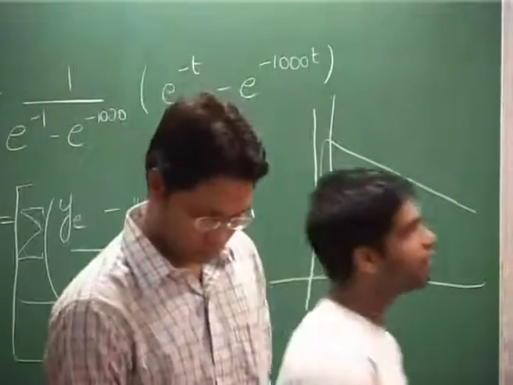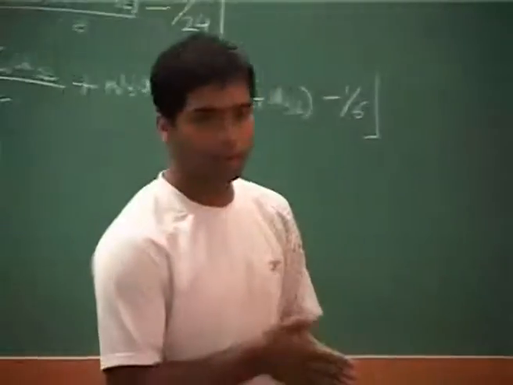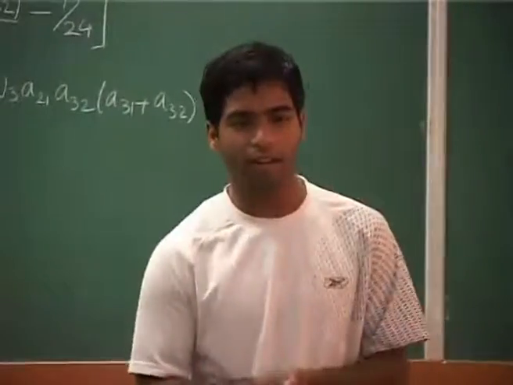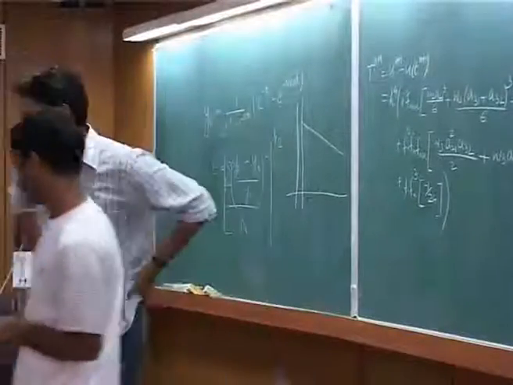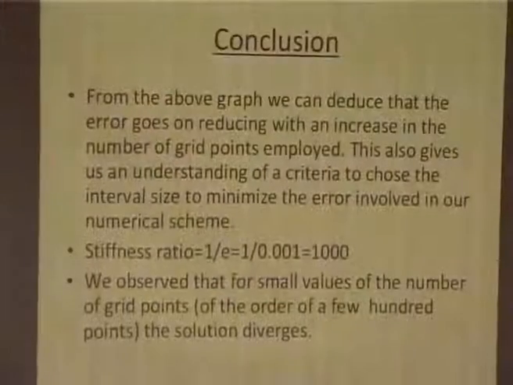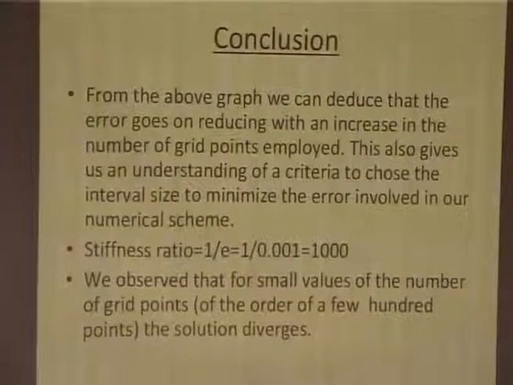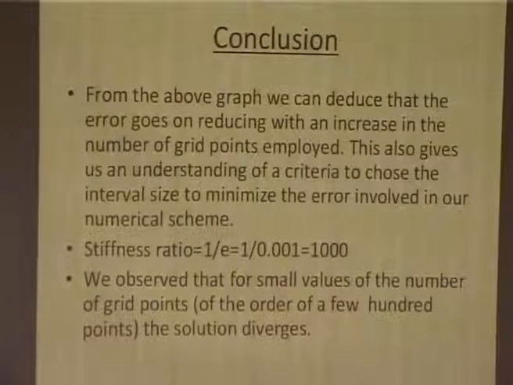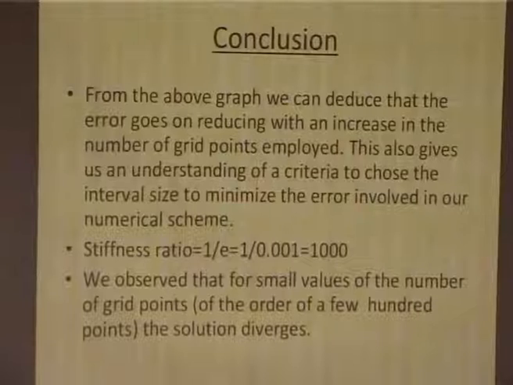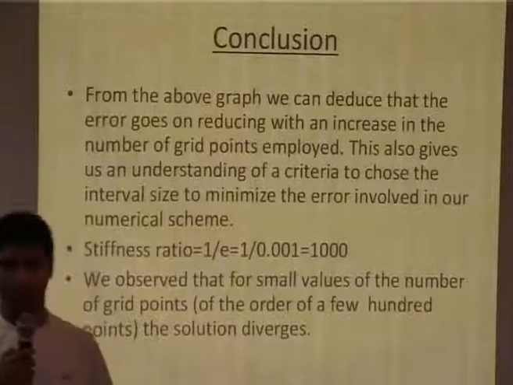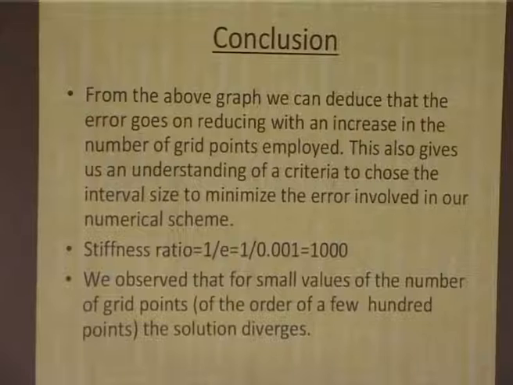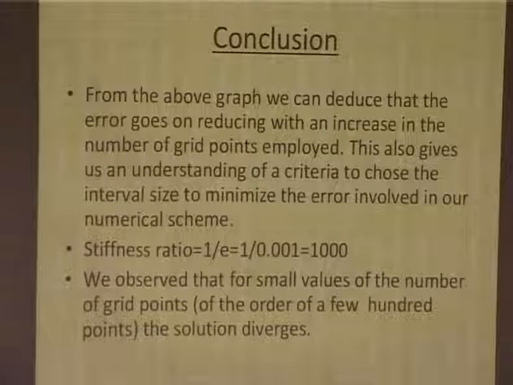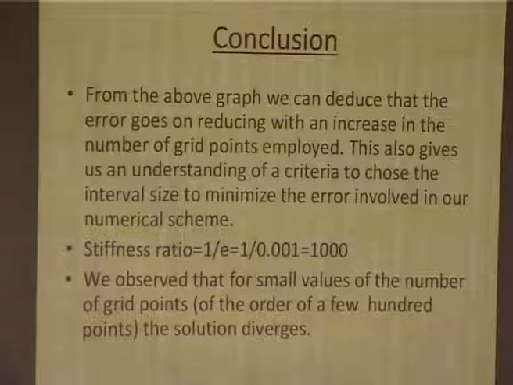Coming to the conclusion, it is quite clear from the graph that as we keep on increasing the number of points, our error keeps on reducing. The most important thing to note about the equation was that it was a stiff differential equation, and the stiffness ratio was quite high, close to 1000. That is 1 over epsilon. It is 1000, so the grid size will matter most.